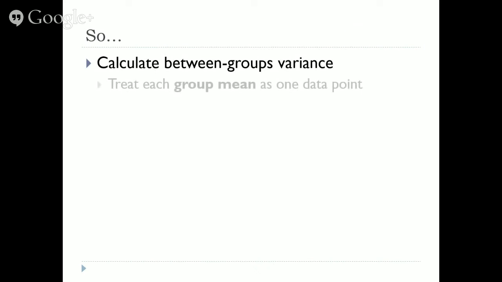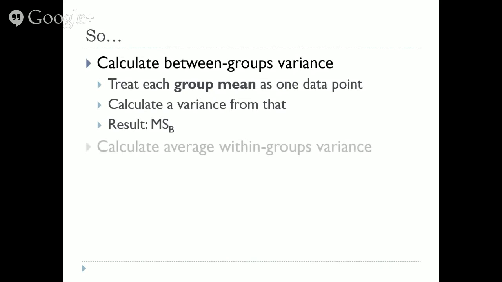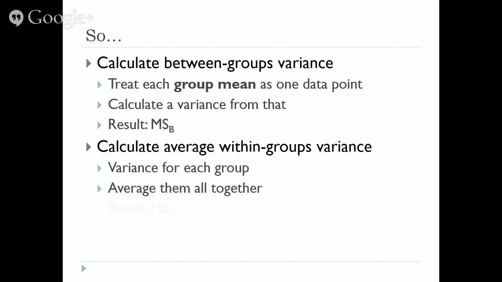So we calculate the between groups variance, and we treat each group mean as one data point. We make a variance from that, and that's the mean square between. We calculate the average within groups variance, and that's the variance for each group, and then we average those variances together, and we have the mean square within. Now, the way we get these variances is a bit of an odd process. We use the mean square and the sum of squares and stuff like that. But in the end, we have these mean squares, and it's just variance. It's just between groups variance and then average within groups variance. And that within groups variance is our estimate of random variance, sometimes called residual, sometimes called error. It's variance that's not accounted for by the factors in the study.